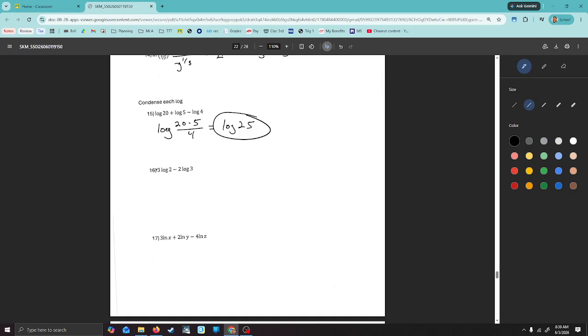Over here, because I have the 3, that goes to the power. Because I have the 2, that goes to the power. So it's log 2 to the third power minus log 3 to the second power, which I can rewrite as log of 2 to the third power divided by 3 to the second power, which, because they're actual numbers, I will do the math: log 8 over 9.